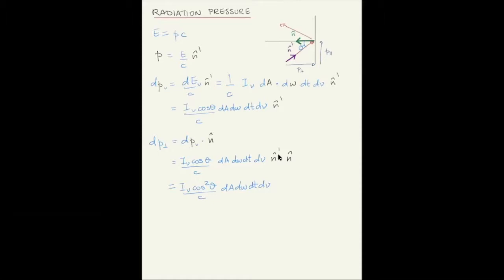Now, the pressure is the force over the area. So we can write the differential pressure, dP, as the force, which is the momentum over time, over the area. And substituting the expression for the differential of the perpendicular momentum, that becomes this. Now if you divide by the frequency bandwidth, you have the specific pressure. And if you finally integrate over all directions, you have the total pressure.